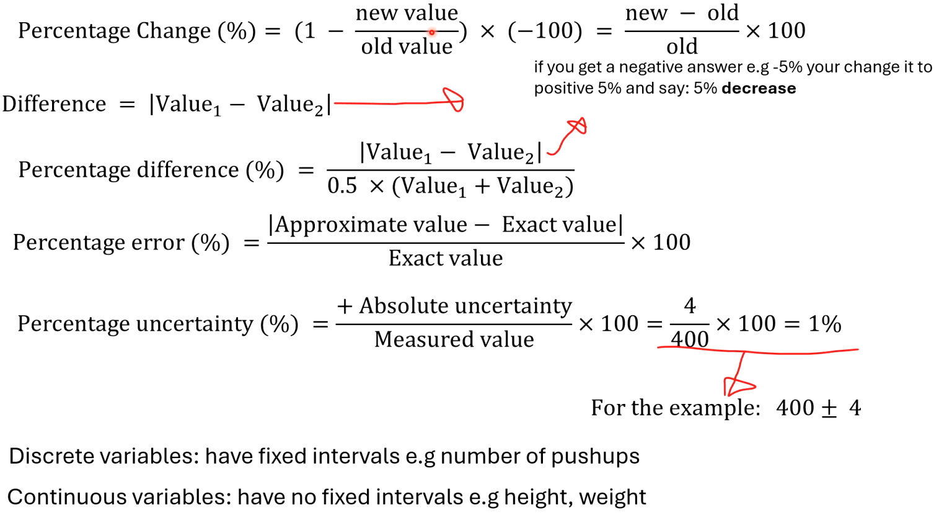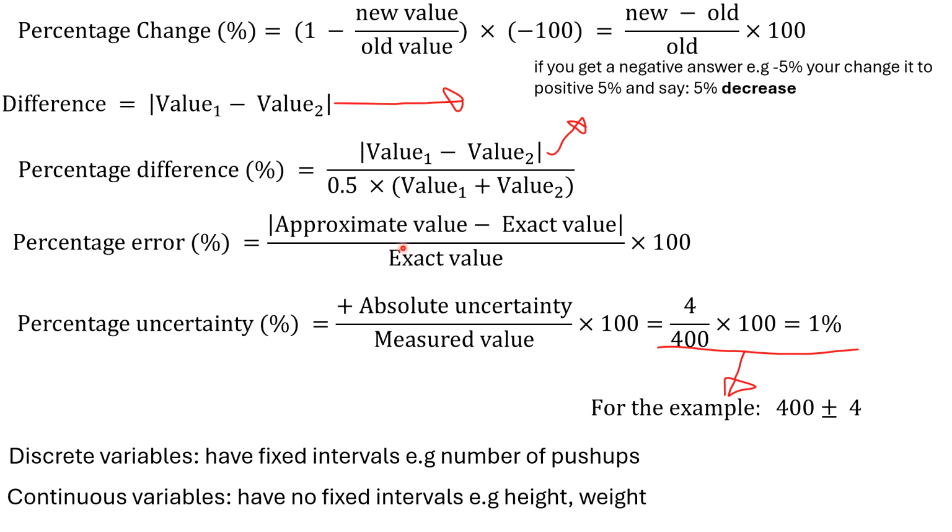Even then, if the percentage change is minus 5%, they will accept it in sport science, but not in maths. So remember to change it to positive and say 5% decrease in the case of being negative. Percentage difference is going to be the difference between the two values divided by the sum of the two values divided by 2. So percentage difference equals value 1 minus value 2 over 0.5 times value 1 plus value 2.